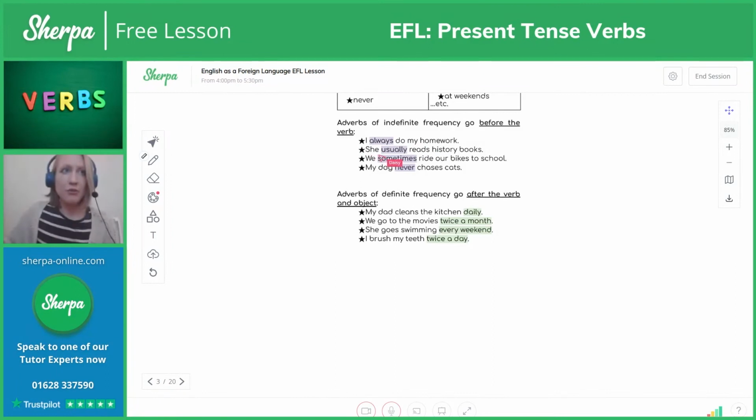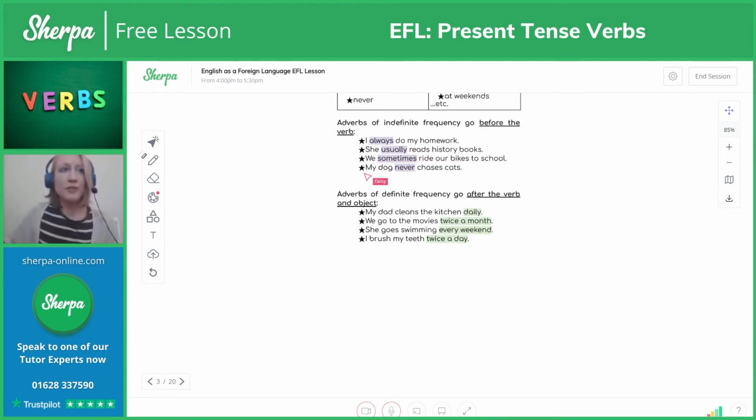Okay, another example. She usually reads history books. Usually is an adverb of indefinite frequency. It goes before the verb. Can you see the verb? It's reads. Reads is a verb in the simple present. Next one, we sometimes ride our bikes to school. You try? So sometimes goes before the verb ride. We sometimes ride our bikes to school.